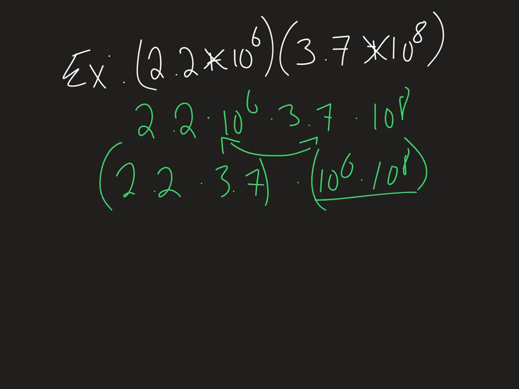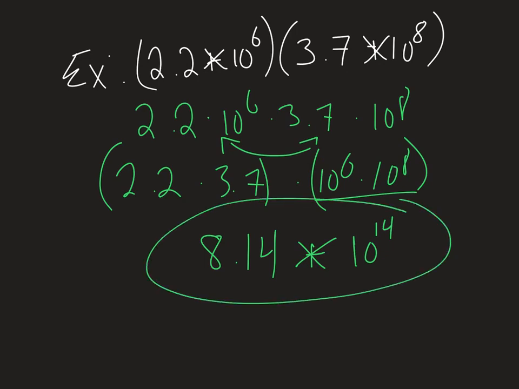I can deal with the powers of 10. In this case, I'm multiplying like bases. This becomes 10 to the 14th power. And then likewise, I can take 2.2 times 3.7, which if I run off to my calculator, I get 8.14. And that number is already in scientific notation, so we are done at this point.